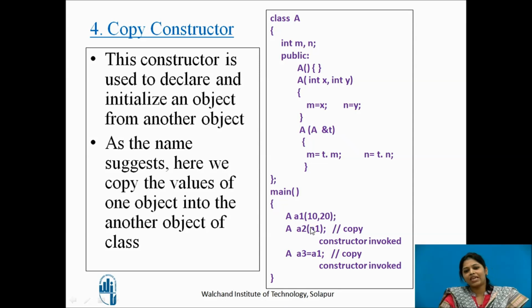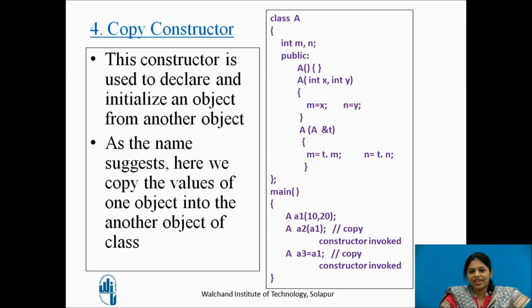Now when in main we create the object A1, the parameterized constructor is invoked, which takes the values 10 and 20 and assigns them to m and n. When the object A2 is created, as you can see, A1 is passed as a parameter. This is taken as a reference, and element to element of the object A1 is copied to the object A2.